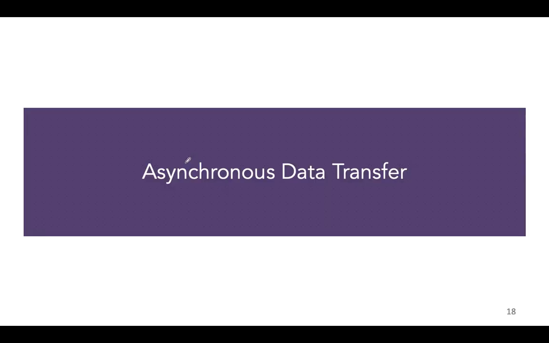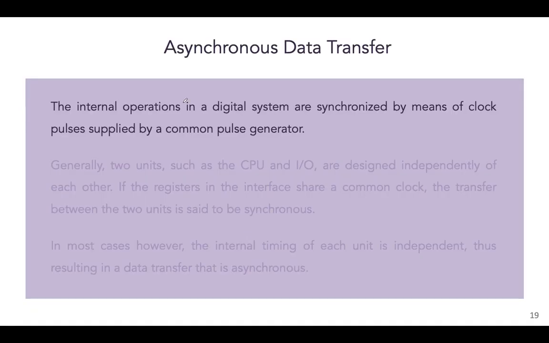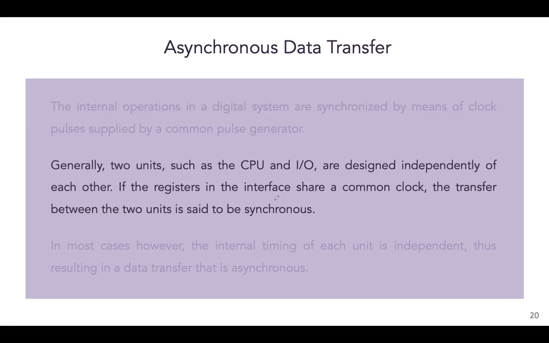All right, now let's talk about asynchronous data transfer. The internal operations in a digital system are synchronized by means of clock pulses. These clock pulses are supplied by a common pulse generator. Generally, two units, for example CPU and I/O, are designed independently of each other, right? So if the registers in the interface share a common clock, the transfer between the two units is said to be synchronous. Although they are designed independently, if the registers in the interface between the CPU and the peripheral device share a common clock, then the transfer of data between these two units is said to be synchronous.